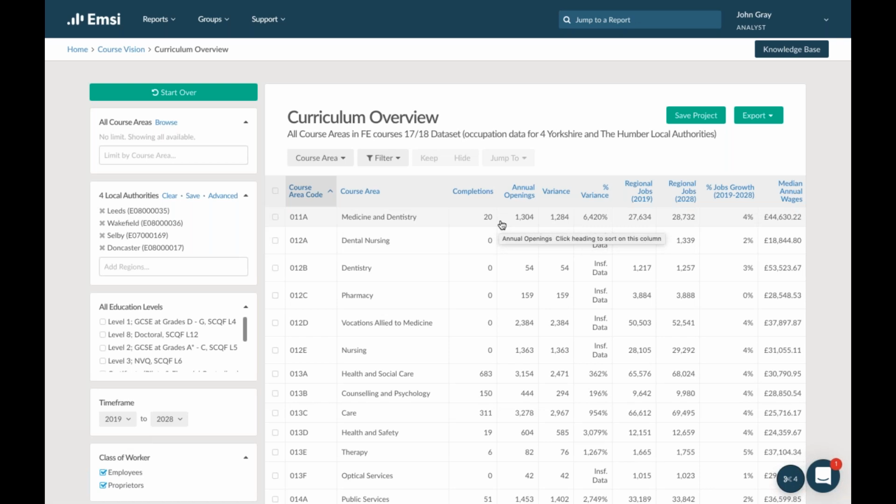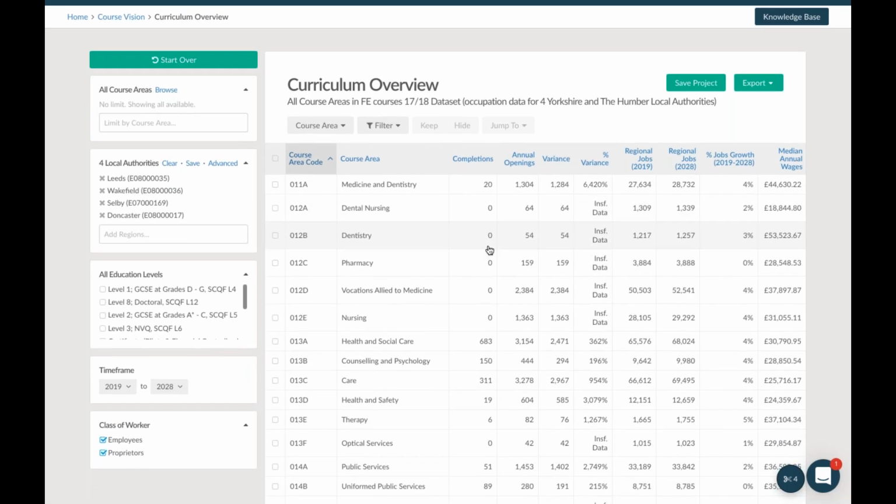Now, a bit of a caveat here: just because a student has completed a medicine and dentistry qualification doesn't mean they're going to be suitable for one of those openings. So what we're trying to do here is just give you some broad supply and demand. Clearly, if the gap is that big, then that's something that would encourage you to look into.